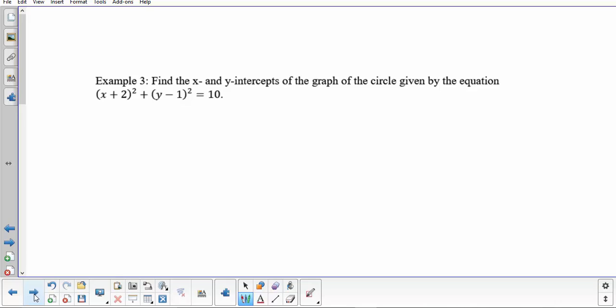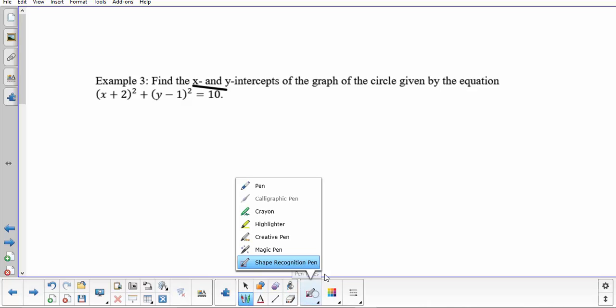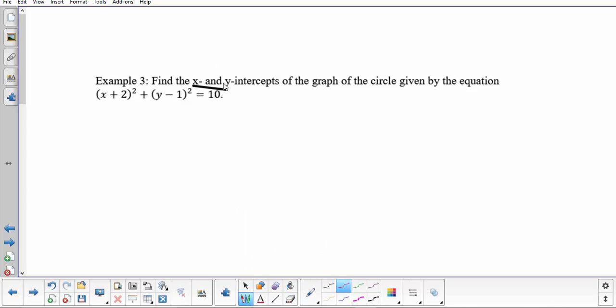Find the x and y intercepts of the graph of the circle given by the equation (x + 2) squared plus (y - 1) squared equals 10. We do exactly the same thing here to find x and y intercepts that we always do. If we're looking for the x-intercepts, we set y equal to 0 and solve. If we're looking for the y-intercepts, we set x equal to 0 and solve.